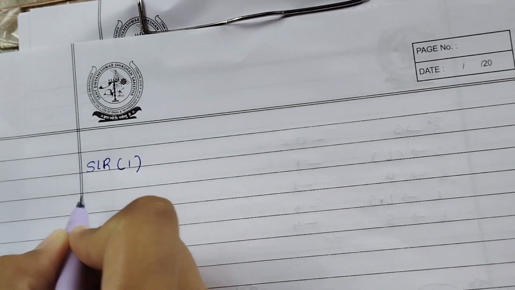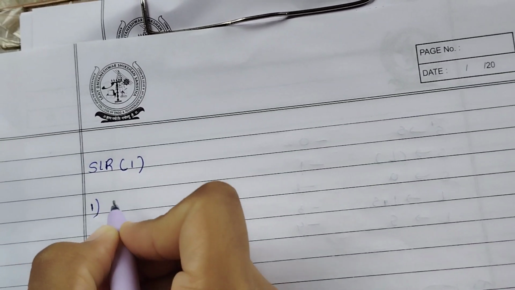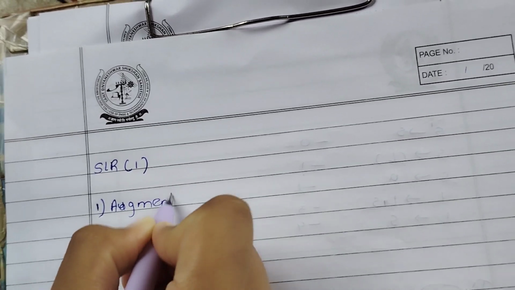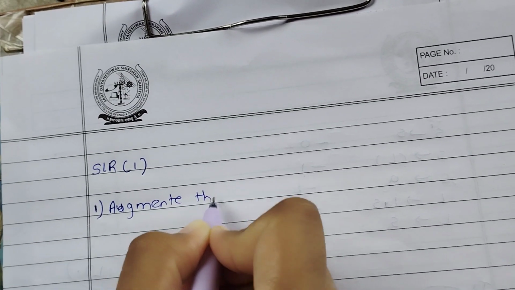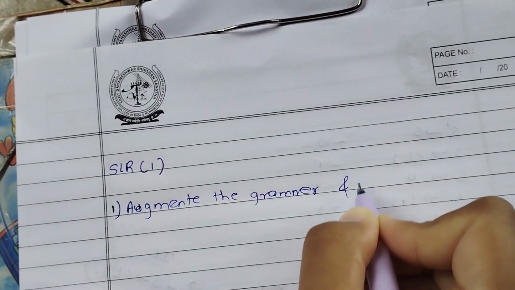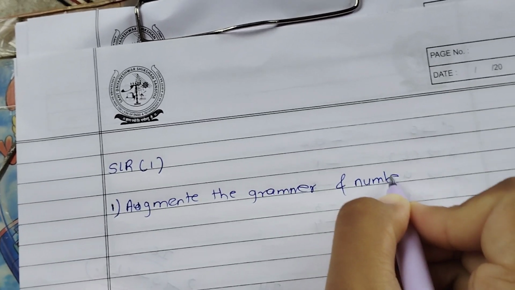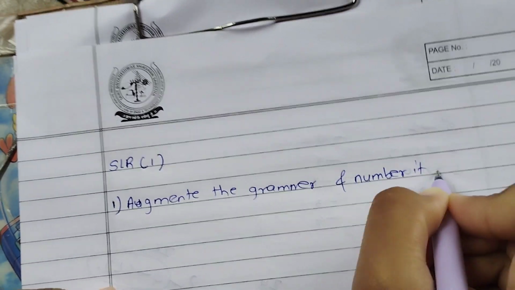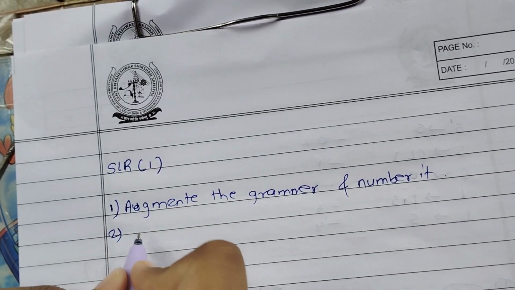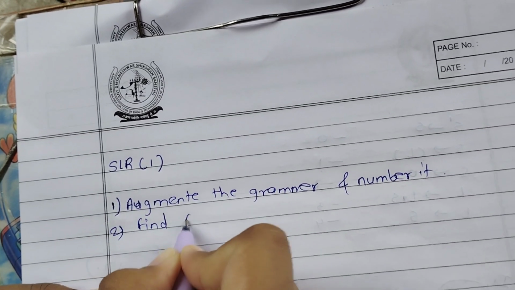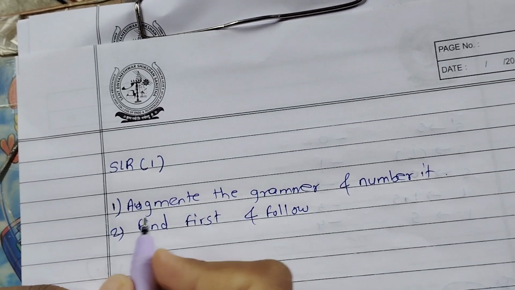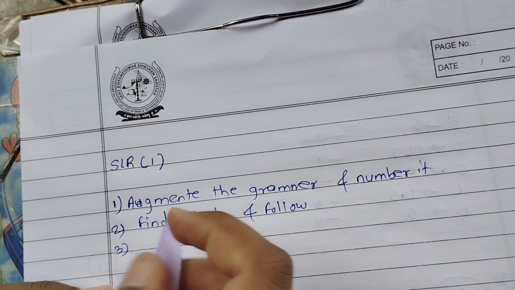So let's start. The first rule is augment the grammar and number it. Second, find first and follow. Third one is construct the DFA.